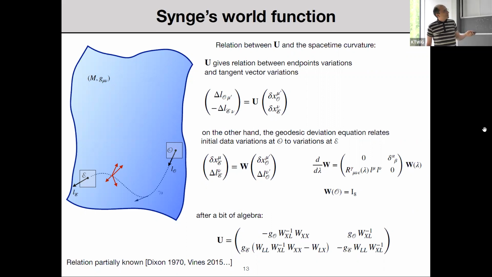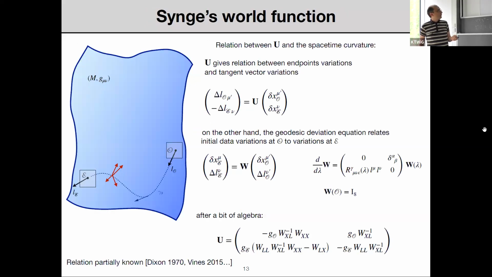And this relation was partially known already from Dixon. Basically, what people knew was the upper part of this relation. So the relation between the WXX and WXL, which people from this scientific community called Jacobi propagators, and the first two parts of the world function. The second row I've never seen calculated, so it's probably new. And I think it's very useful to look at that from this global perspective of the whole resolvent and the whole matrix U.